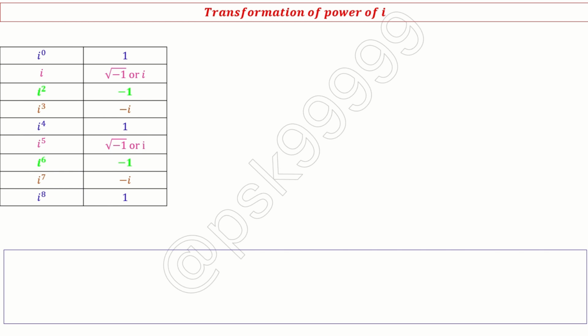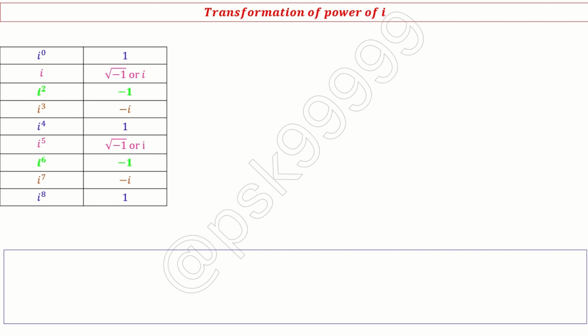Okay. Now, transformation of power of i. This is very important. Now, we said that i is equal to square root of minus 1, or i square equal to minus 1. Now, how the power, the i to the power of n, plays a role.